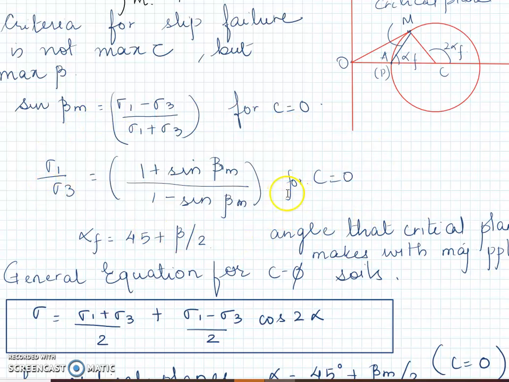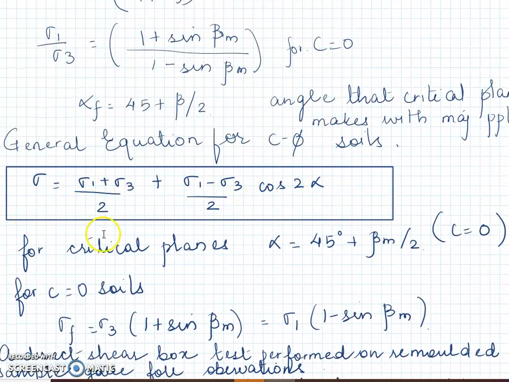Okay, so both these equations are for c is equal to 0. What type of soils? Frictional soils, non-cohesive soils. Then we have a general equation for sigma, normal stress, in terms of principal stresses. Okay, so this is what we learned in the last video.